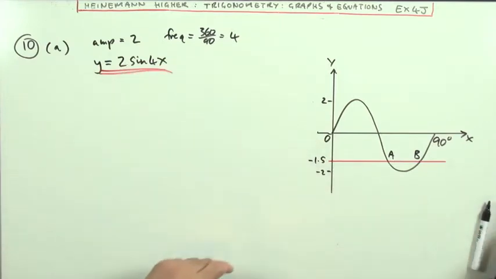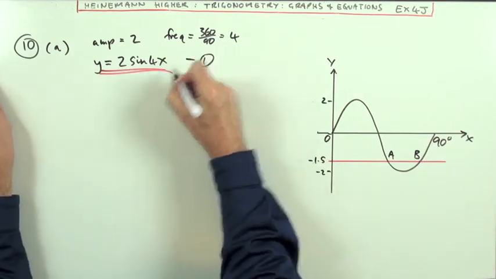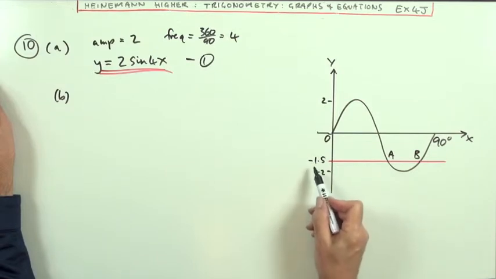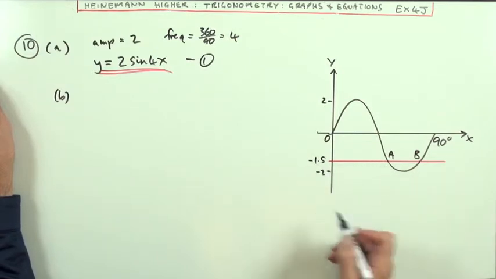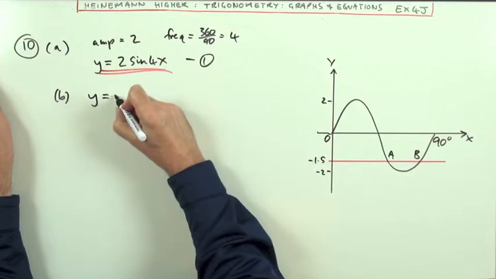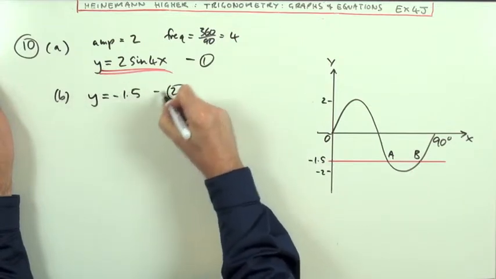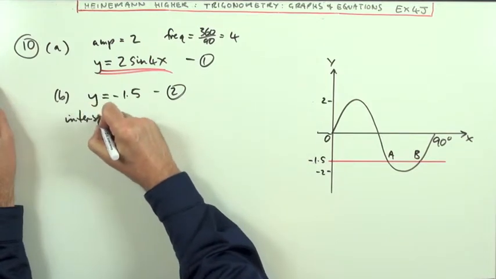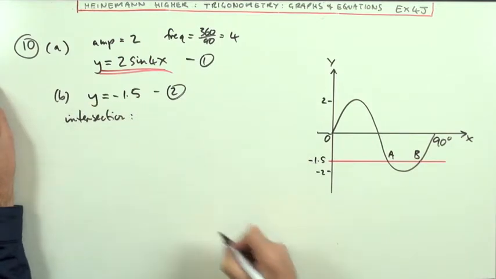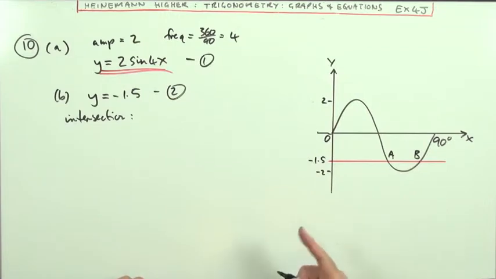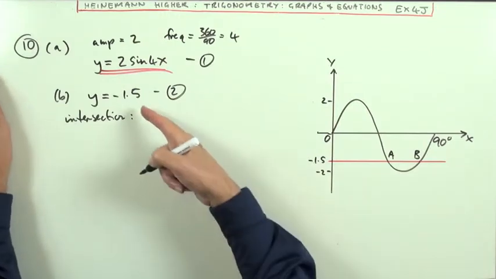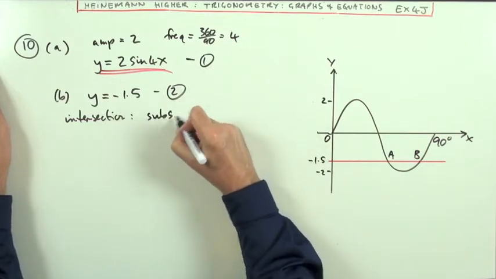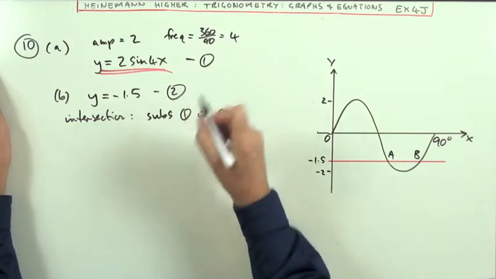Right, that's the first bit. Second part, give that a name, equation 1. Part B. If that's the line y equals negative 1.5, what are the coordinates of A and B? So I've got y equals negative 1.5, call that equation 2, and I'm looking for A and B, so I'm looking for the intersection. And an intersection means I'm going to carry out a substitution, generally, simultaneous equations. So what I'll actually say is substitute 1 in 2, just to get it the convenient way around.